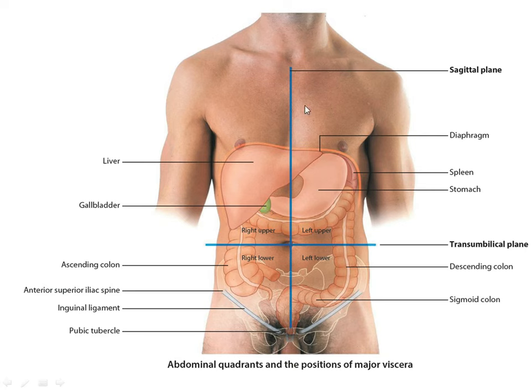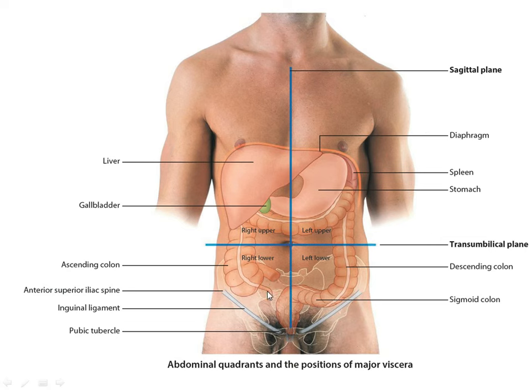And this is the stomach. The maximum part of the stomach lies in the left upper quadrant, and only a part lies in the right upper quadrant. And the transverse colon is present over here. Posterior to it, there lies the kidney, the right kidney over here and the left kidney over here. And similarly, below the transumbilical plane, we see the right lower and the left lower quadrant.